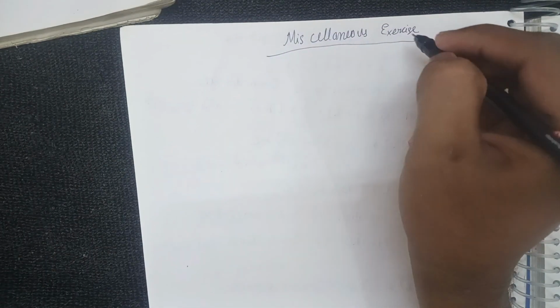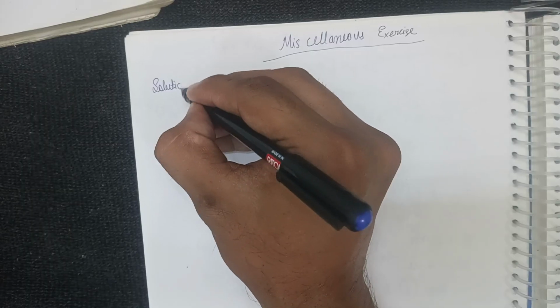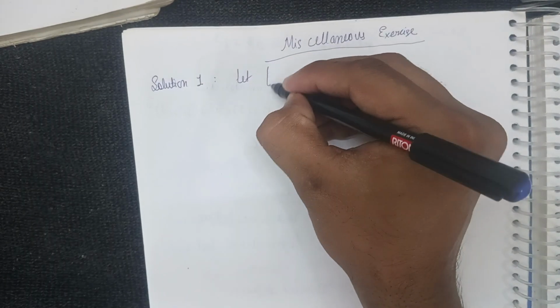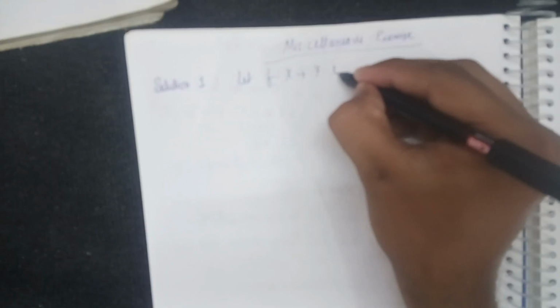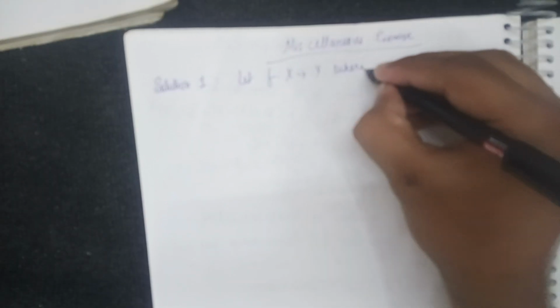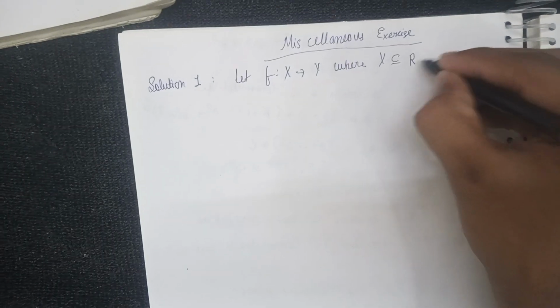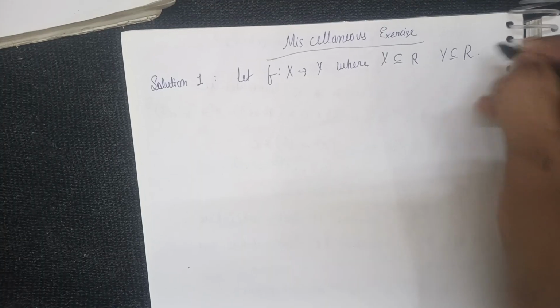Miscellaneous exercise solution 1. Let f: X tends to Y, where X is a subset of R and Y is a subset of R.